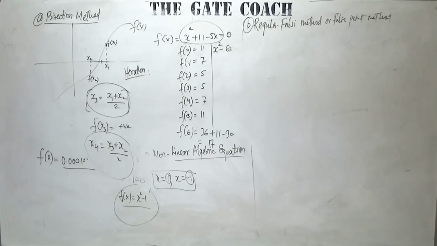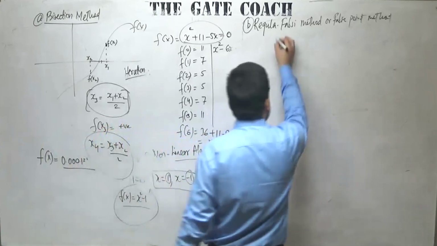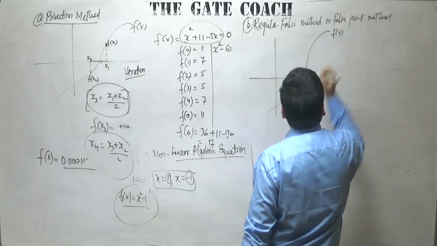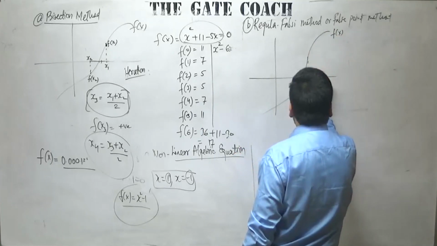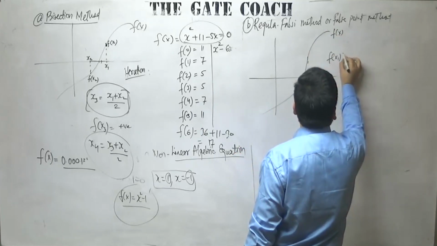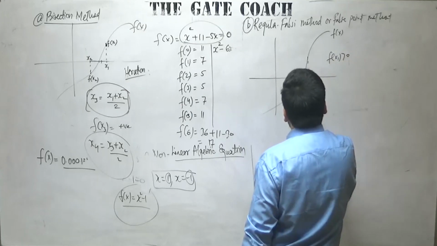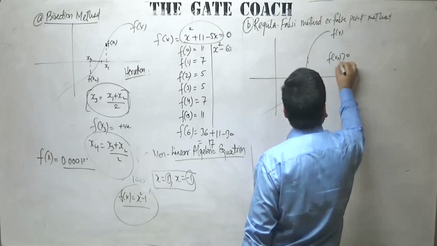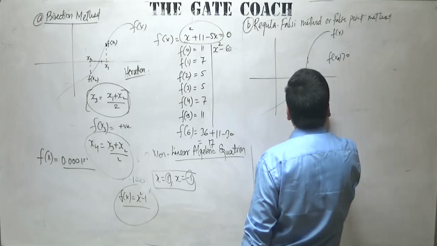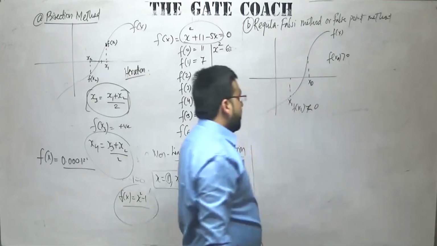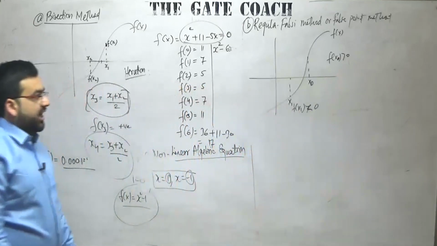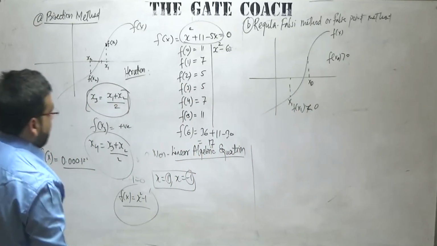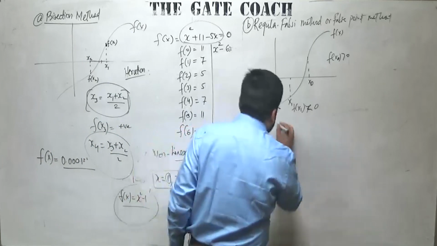For example, dear students, let us say here is a graph. Here is some f of x. First of all, you find out the value of x0 such that f of x0 is greater than 0. Then you find the value of x1 such that f of x1 is less than 0. You find 2 values. Now you know that the exact root will lie in between this x0 and x1, that you already know. Clear? So the next point is calculated with the help of this equation.